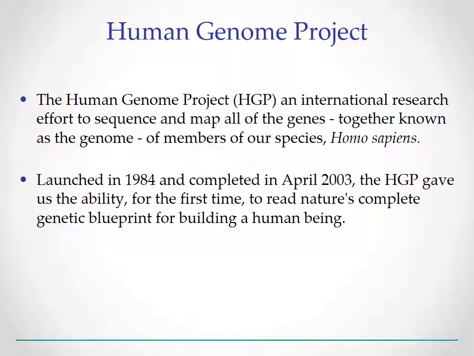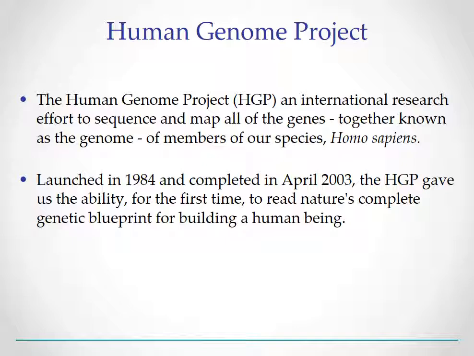so our last one that we're going to talk about is the Human Genome Project. We talked a little bit about this when we talked about genetics. So the Human Genome Project was an international research effort to basically map and sequence all of our genes, which is called a genome. Okay, so for our species of Homo sapiens. So it started in 1984, but it wasn't completed until 2003.